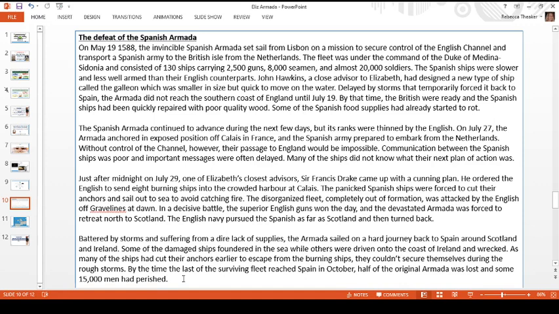Some of the damaged ships foundered in the sea, which basically just means they floated around in the sea for a while, whilst others were driven onto the coast of Ireland, and they were completely wrecked by all the rocks off the coast of Ireland. As many of the ships had cut their anchors earlier to escape from Drake's burning boats, they now can't secure themselves during these rough storms.